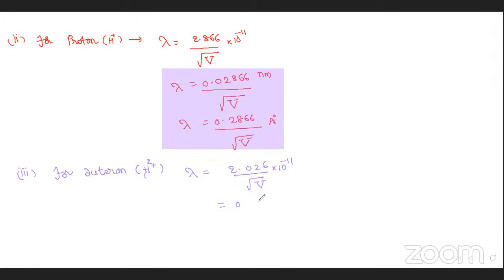That one, what Rama Alcha told: 0.02026 into, that is nanometer, by root 3, or this is equal to 0.2026 angstroms by root 3. Nana, are these two correct? Correct, sir. Are corrections required, Nana? No corrections are required, no, sir.